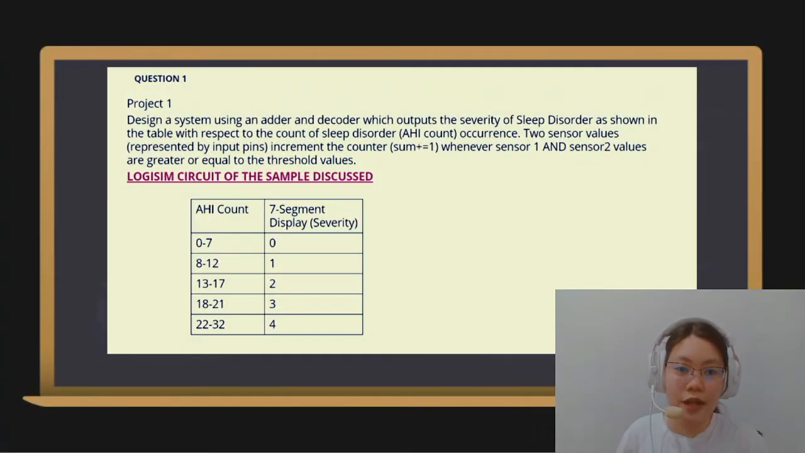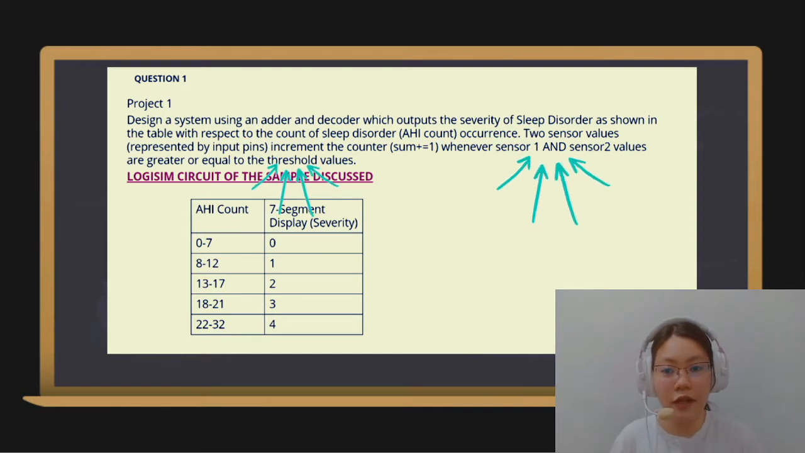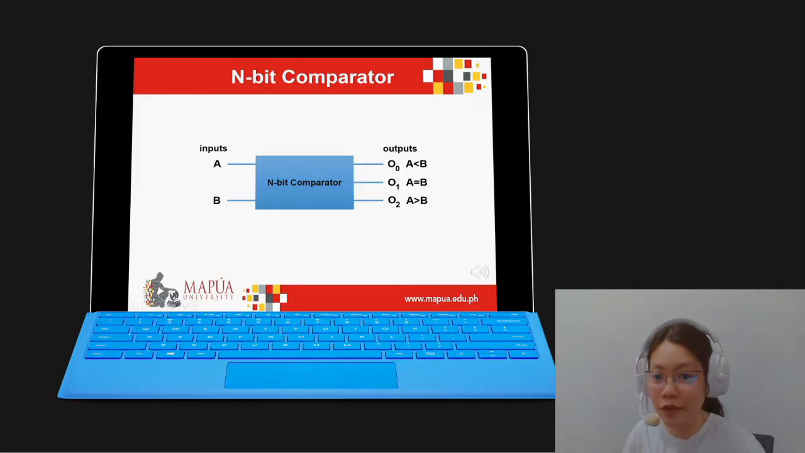So now I was tasked to implement the comparator part of this project, and we will be using that for the sensor 1 and sensor 2 values as well as the threshold value. So each of these sensors will be paired to a threshold value. Just a quick review of the n-bit comparator. We have 2 inputs and 3 possible outputs, the low, the equal, and the high signal.